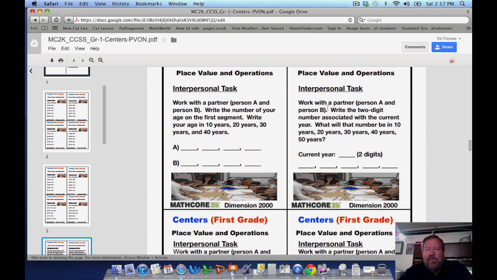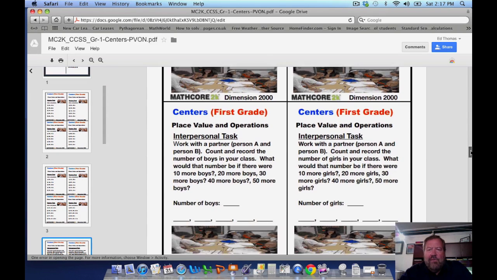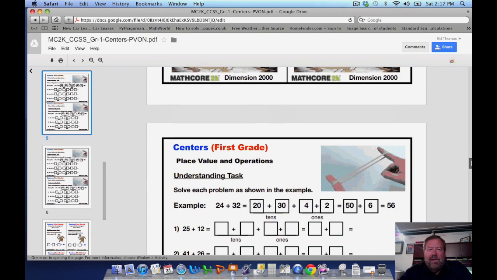Now here we have an interpersonal task, and if you notice this one right here, it says work with a partner, person A and person B. Write the two-digit number associated with the current year. What will that number be in 10 years, 20 years, 30 years, 40 years, 50 years? So the students are practicing adding multiples of 10 to the current two digits representing this year, and so we're connecting the math to their world. And again, we have different cards with different activities.